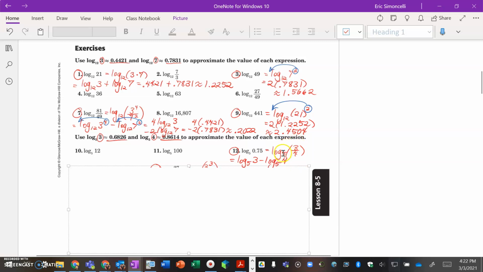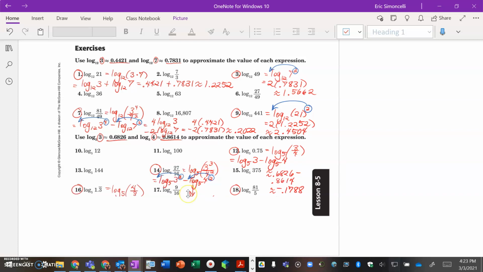Turns out you can use the quotient property to expand again, expanding as follows. Log base 5 of 3, the numerator, minus log base 5 of 4. So unlike the expansion on number 1 where we were adding using the product property, on number 12 we're expanding by virtue of the quotient property. Now it's just a matter of subtracting 0.6826 minus 0.8614. And of course, you can find the decimal using your calculator if you so choose, which is fine.